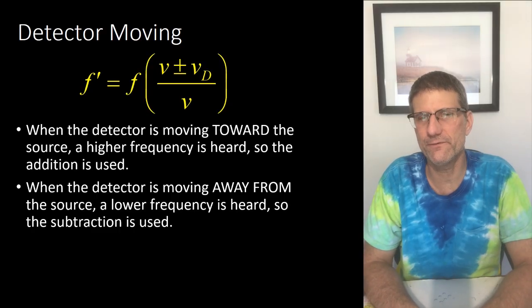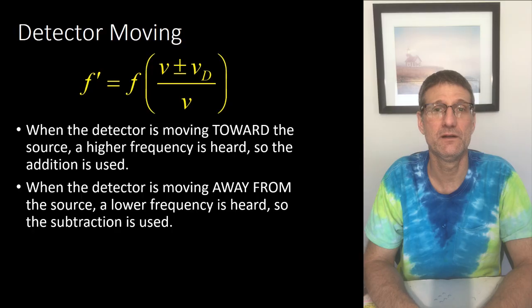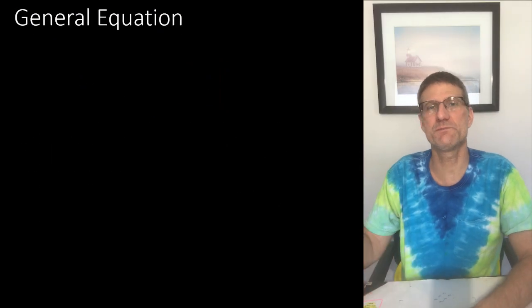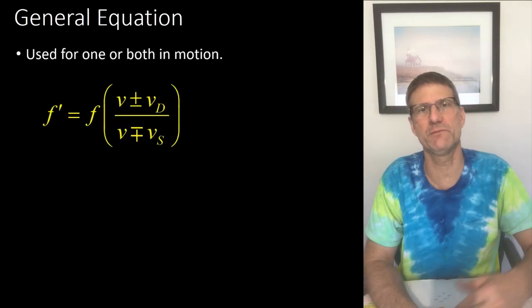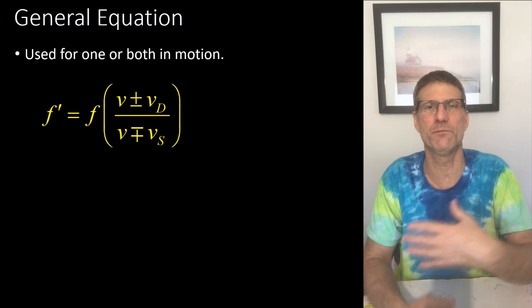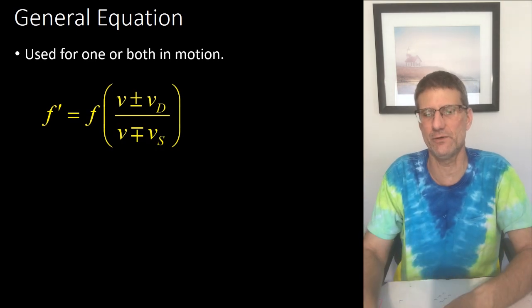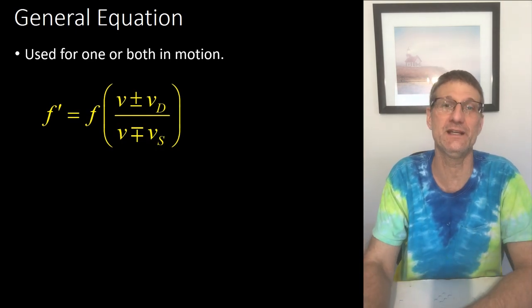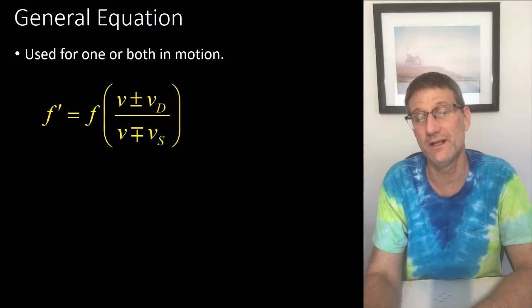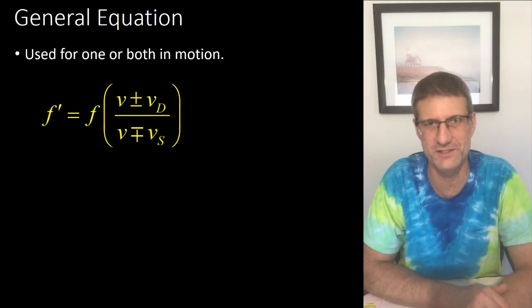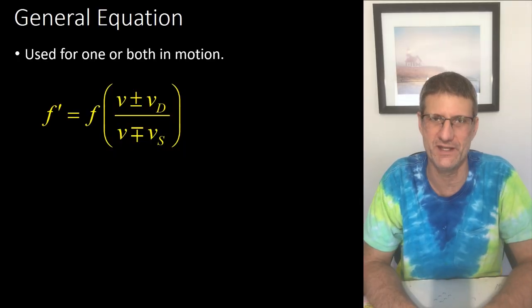Well, what if both are moving? What if the truck is blowing its horn moving in one direction, but the passerby driving the opposite? So both the source and the detector are moving. Well, that's actually pretty easy. It just gives us a general equation, which is a combination of the two. And it's going to look like this.